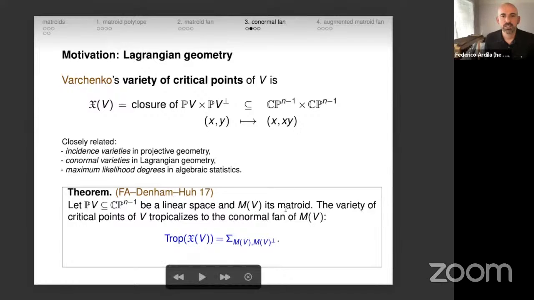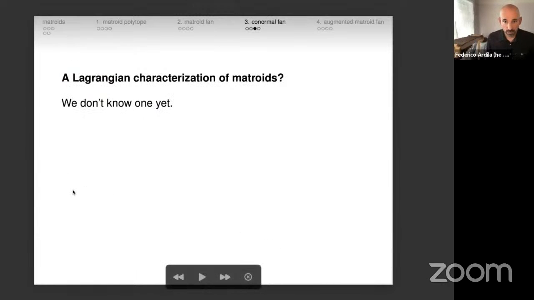So we constructed the conormal fan in order to tropicalize this. So again, if V is linear, then we can form this variety of critical points and tropicalize it, and we get this conormal fan. And then we extend combinatorially to all matroids. I wish that we had a Lagrangian characterization of matroids, but we don't have one yet. It could be that this is related to the theory of tropical Lagrangian submanifolds, but we don't really know what to say here, and we hope that perhaps one of you will be inspired to talk to us and we could figure this out together.